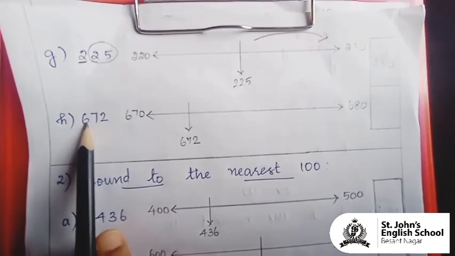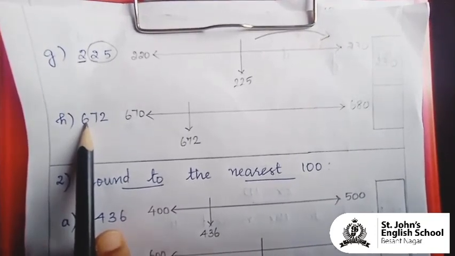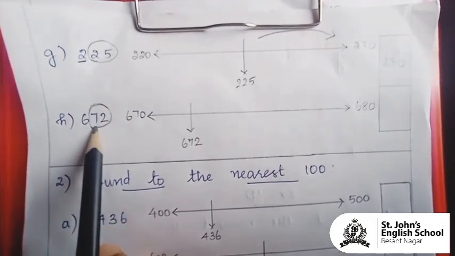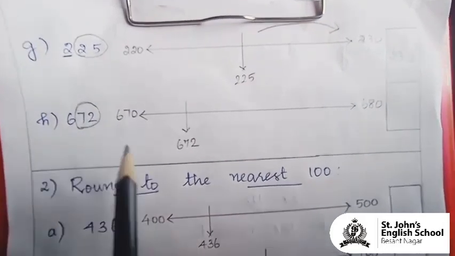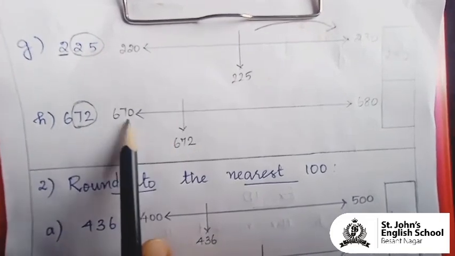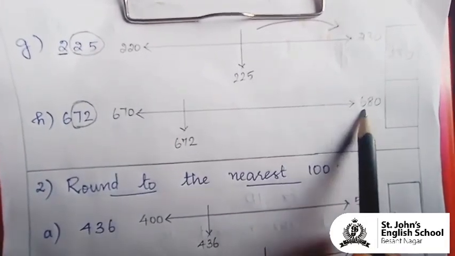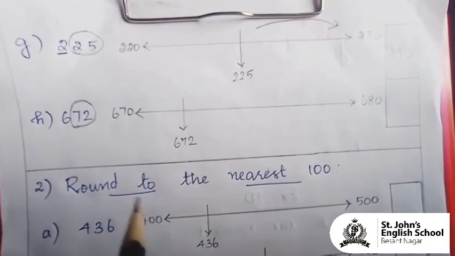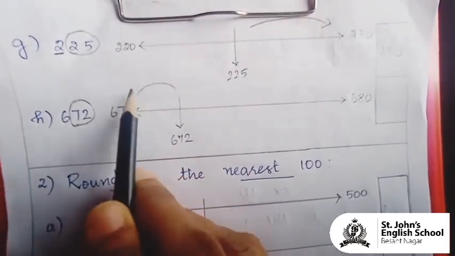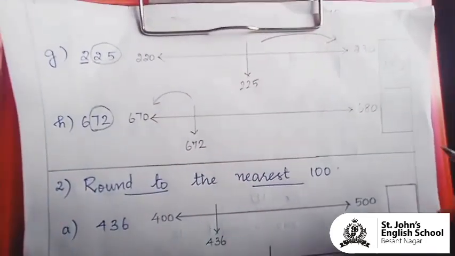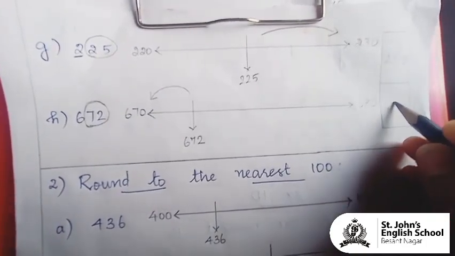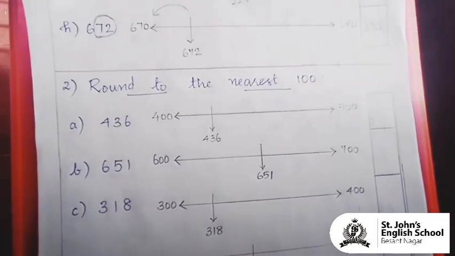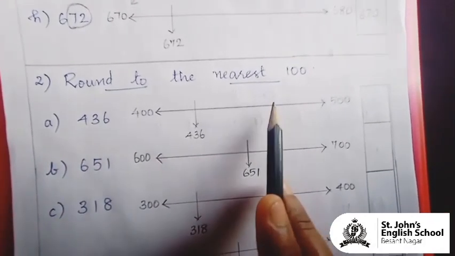The next sum, 672. 600, the 6 is there in the hundreds place, so there is no change. 72 is only there in the tens place. 72 is between 70 and 80. So this is less than 5. If it is less than 5, it should go to the before number, that is 670. Now the second sum, round to the nearest 100.